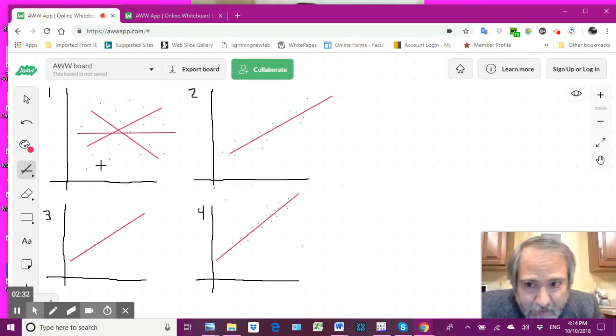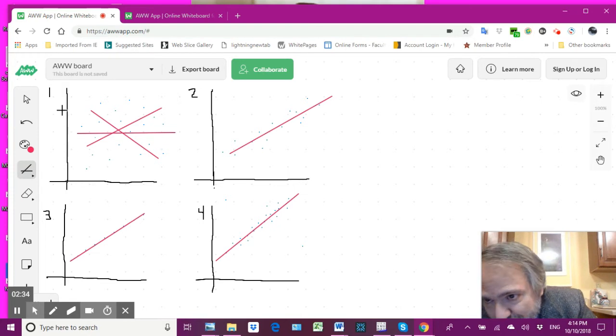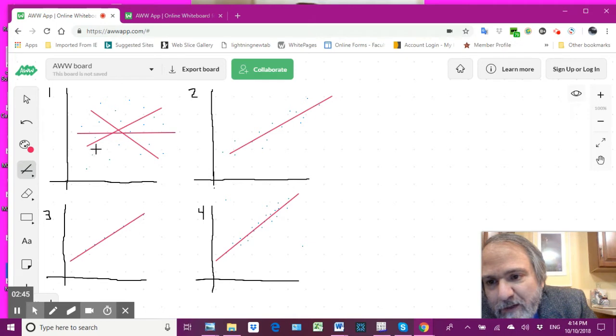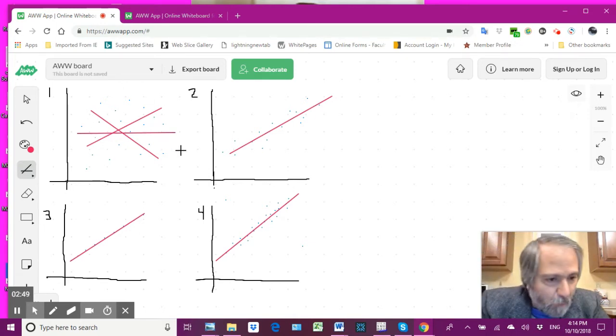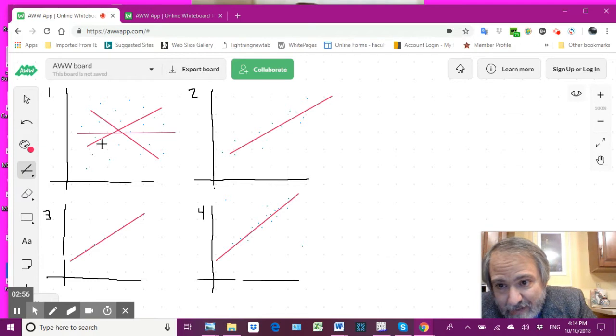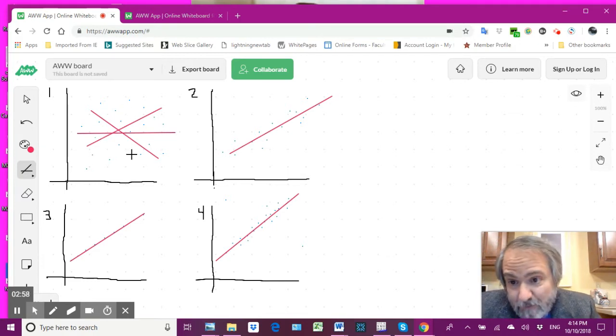No relationship between the dependent variable, usually placed on the vertical axis, and the independent variable, placed on the horizontal axis. If I were to do an R-squared calculation on this, I would have a very poor result. I would probably have a result very close to 0, which means that you can throw this out. It's not worth anything. It's just terrible data.